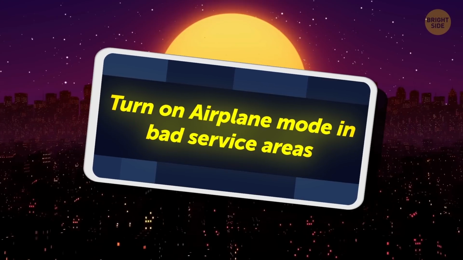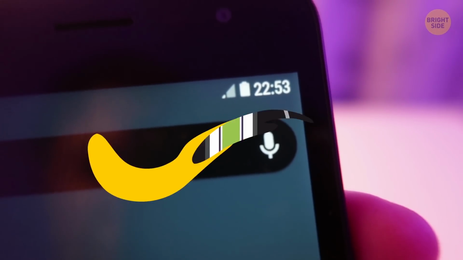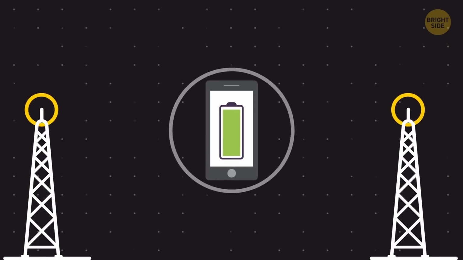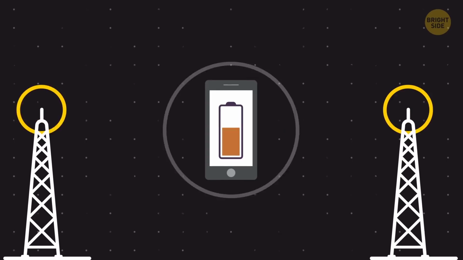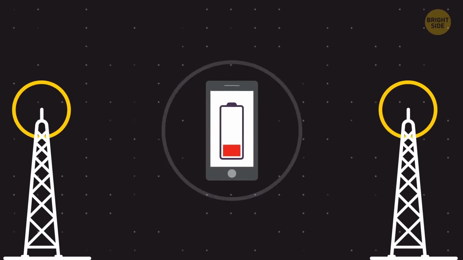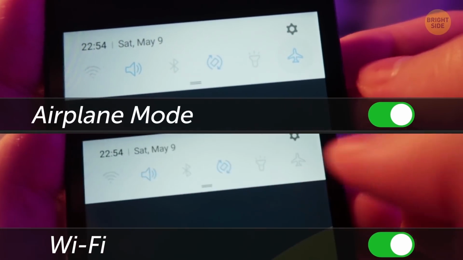Turn on airplane mode in bad service areas. Spotty reception makes your phone work overtime. It keeps searching for a tower, constantly sending signals. Every time the phone fails to make a connection, it has to send the signal again using more battery power. So go to airplane mode or switch to Wi-Fi.